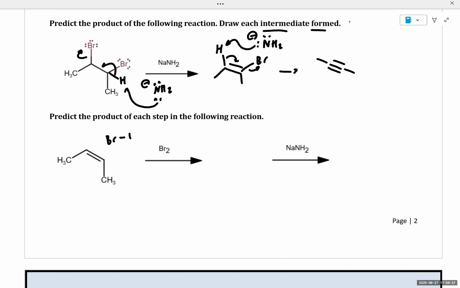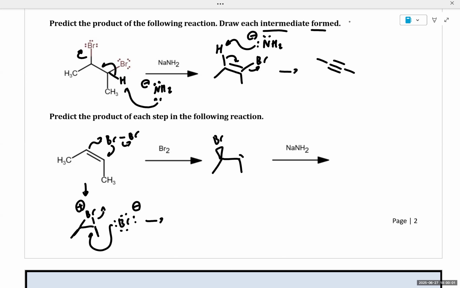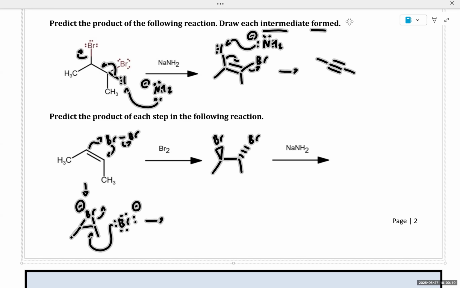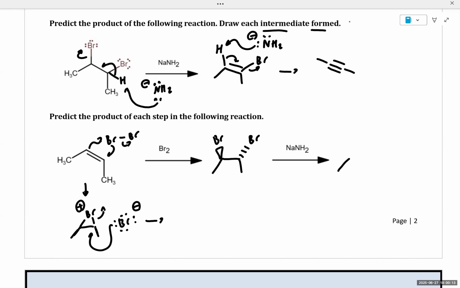So in the first step, we're going to make the dibromide. This goes through a bromonium ion, and the bromonium ion gets opened up by the bromide anion to yield a 1,2 dibromide. Note that the two bromine atoms are on opposite faces of the molecule. From here, treatment with sodium amide facilitates quick and efficient elimination to generate the alkyne.